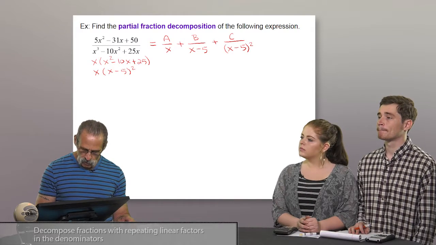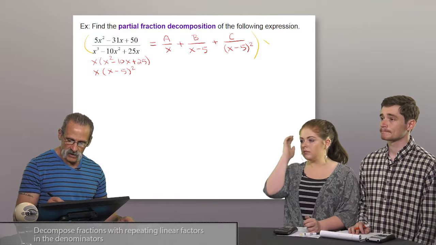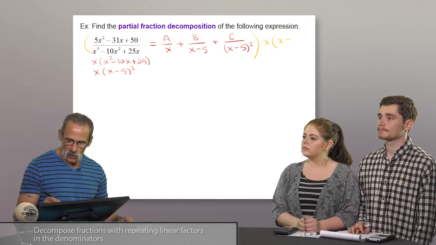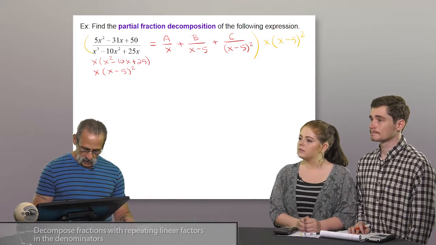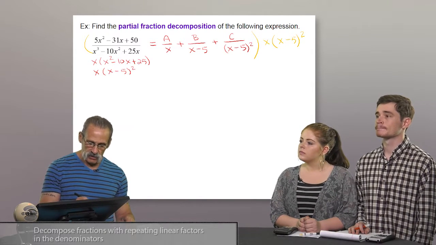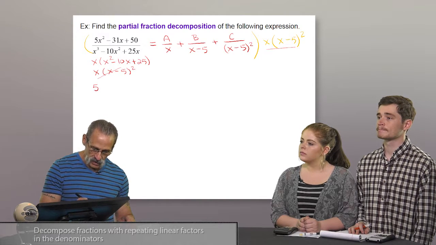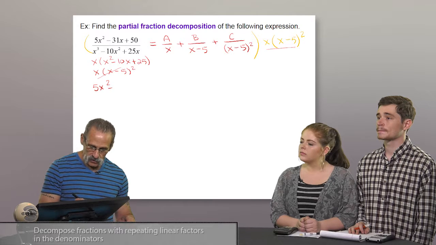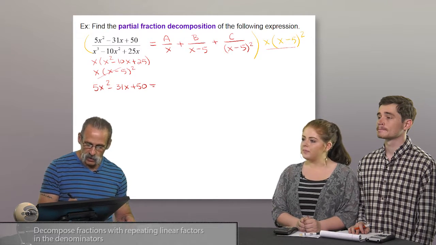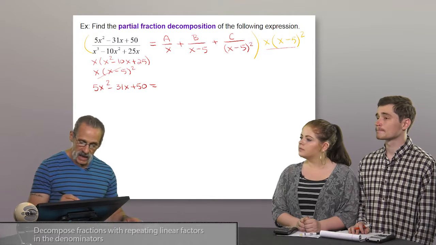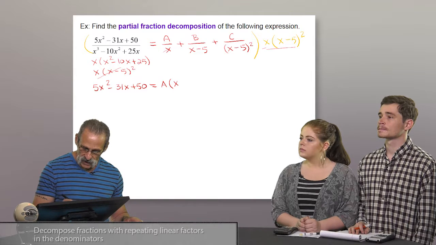Now I'm going to multiply through by the common denominator much like I did before, and my common denominator is x times x minus 5 squared. When I do that, notice that this particular denominator will cancel with what we have here, and that'll just leave me with 5x squared minus 31x plus 50. That's equal to, and then my x will cancel with this x here, so A is multiplied by x minus 5 squared.